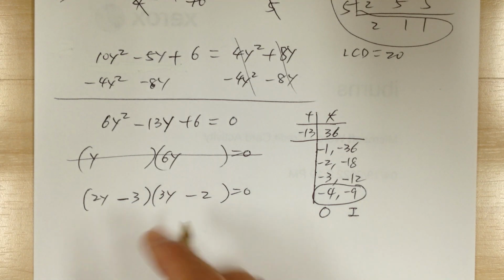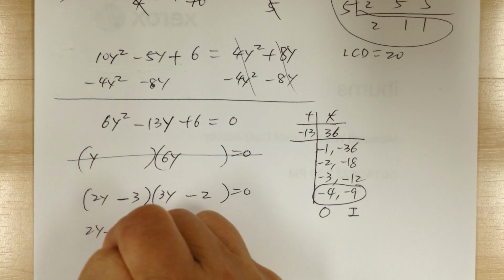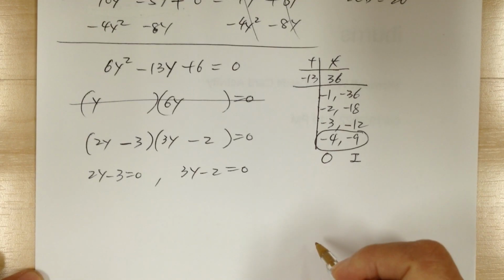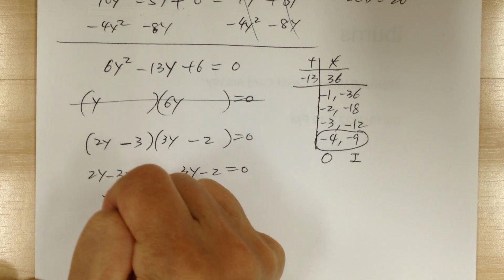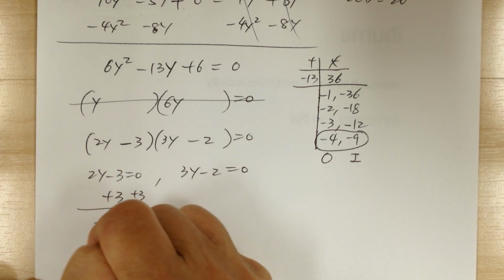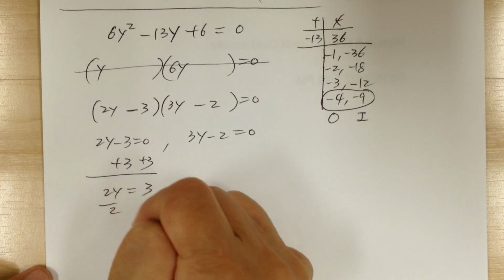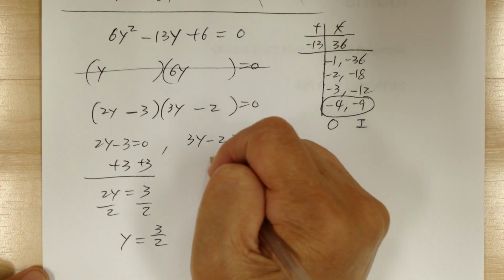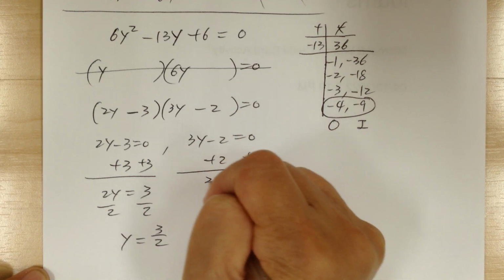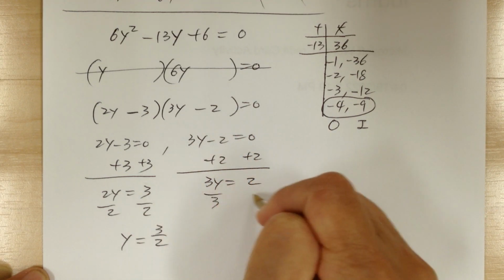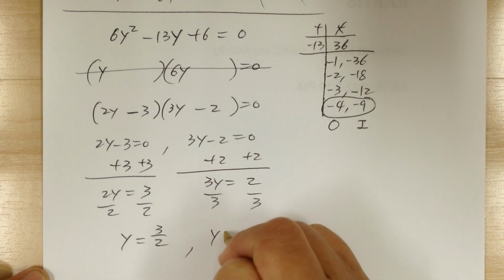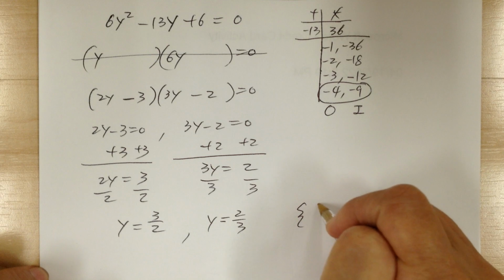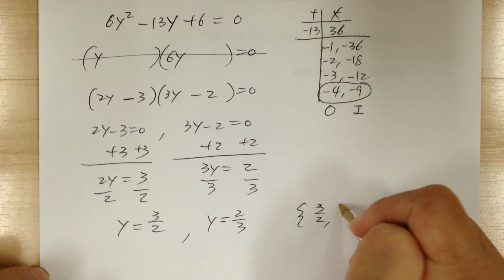Then after that, set each one equal to 0. So you got 2y minus 3 equal to 0, or you got 3y minus 2 equal to 0. Then after that, you solve, so plus 3 on each side. So you got 2y equal to 3, divide by 2, divide by 2. So you got y equal to 3 over 2. On this side, you just plus 2 on each side. So you got 3y equal to 2, divide by 3, divide by 3. So y equal to 2 over 3. So your solution set would be 3 over 2 and 2 over 3.